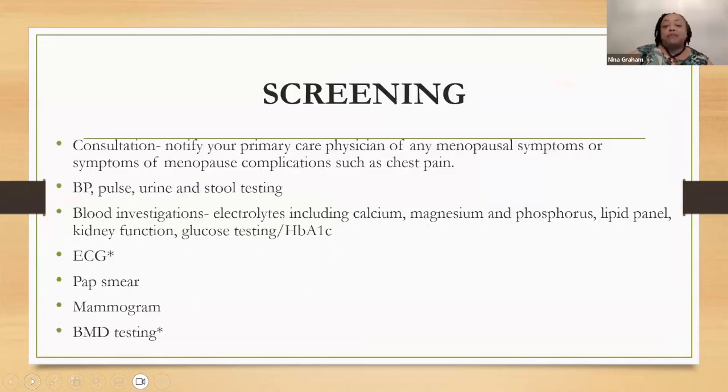Now, of course, during your annuals, you have to get screened, ladies, okay? So talk to your provider about your menopausal symptoms if you can. And of course, any complications, any chest pain, any problems with the bones, any ache in the knees, any of those things.